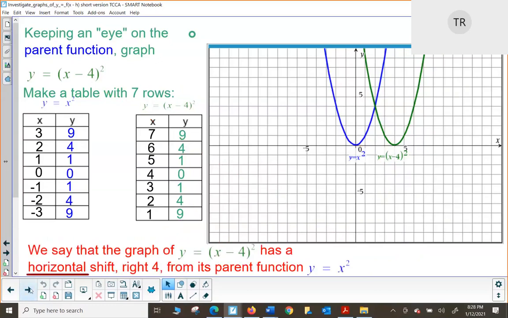So I want to talk about terminology here. We say that the graph of y equals the quantity of x minus 4 squared has a horizontal shift right 4 from its parent function y equals x squared.